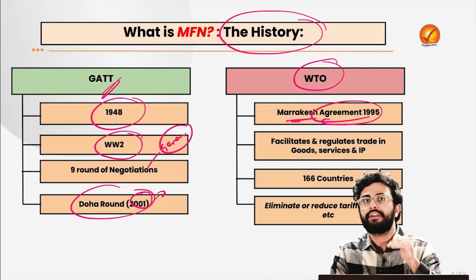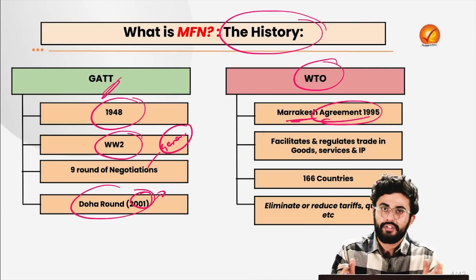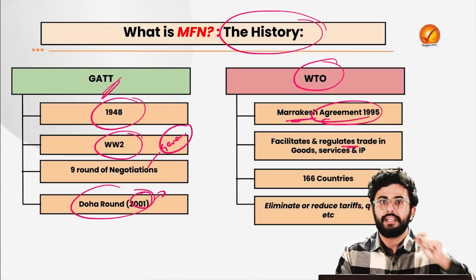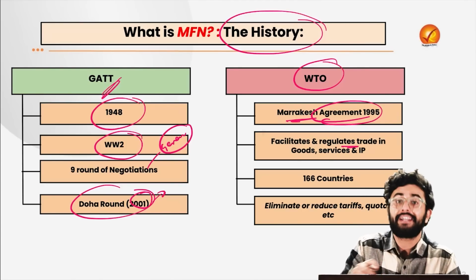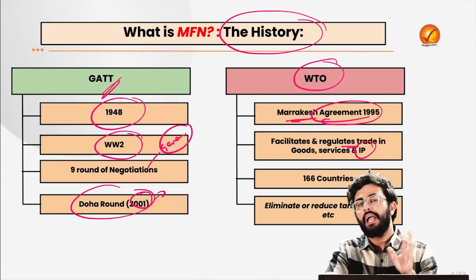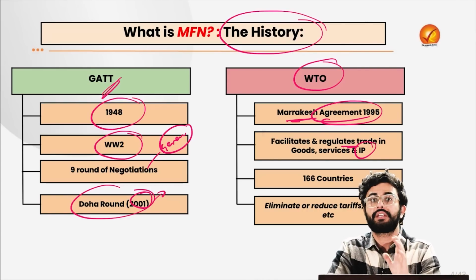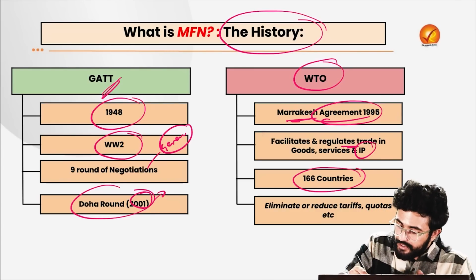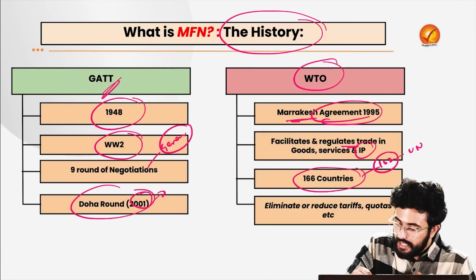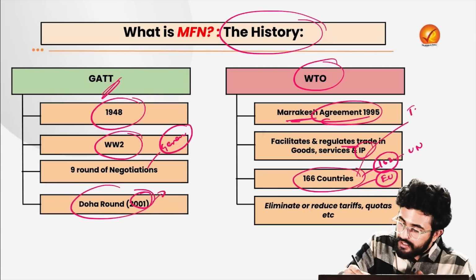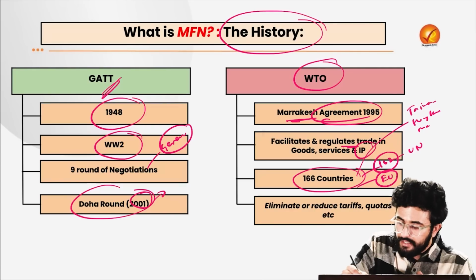So what is the idea of the World Trade Organization? It acts as an international institution to facilitate and regulate trade in what? In goods, in services, and in various kinds of intellectual property, such as trademarks, copyrights, patents, etc. And it facilitates all of this in the member nations, which are 166. 162 of them are United Nations members. Then there are member countries of the European Union. Then there are 3 other countries, such as Taiwan, Hong Kong, and Macau.